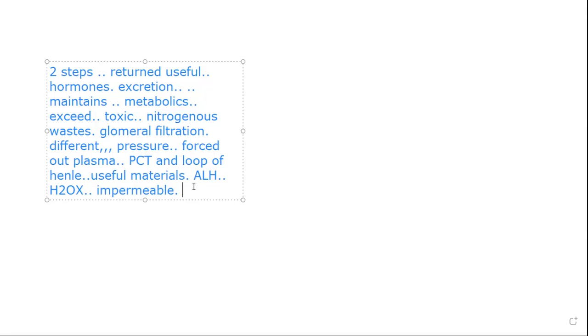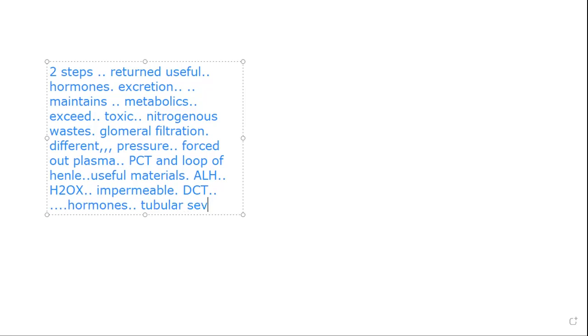Okay, it is impermeable. Now, after the ascending loop of Henle, we have the distal convoluted tubule. In the distal convoluted tubule, a very, very important topic now, a long question also comes from it. Distal convoluted tubule is the area where hormone action is going to take place. Hormones will be produced. Tubular secretion is going to take place.